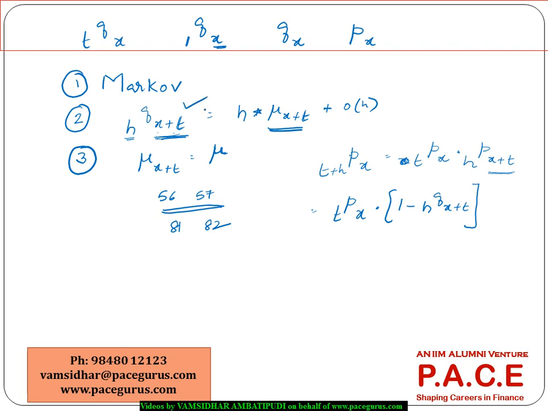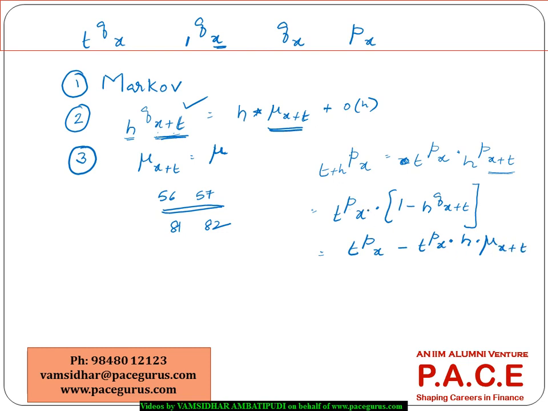And we have made a relationship here for hqx plus t. So I can very well write it as tpx minus tpx multiplied by hqx plus t. I'll write it as h into mu x plus t.